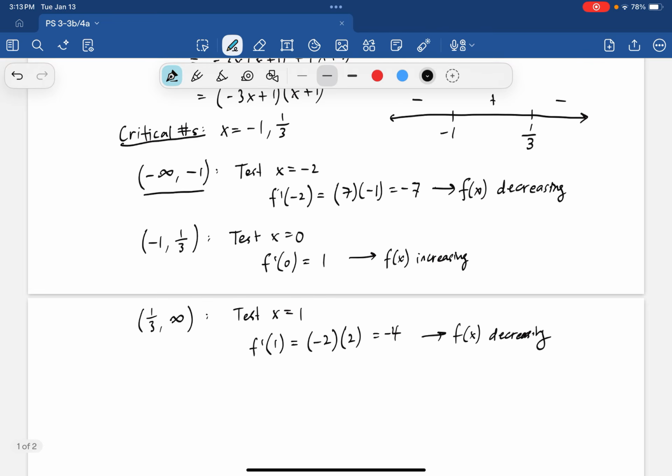That tells me that x equals negative 1 is a minimum because it goes from minus to plus, right? So that means it's a dip. And then x equals 1/3 is a relative maximum because it goes from positive to negative in terms of its slope, and so it must be a mountain, a hump.